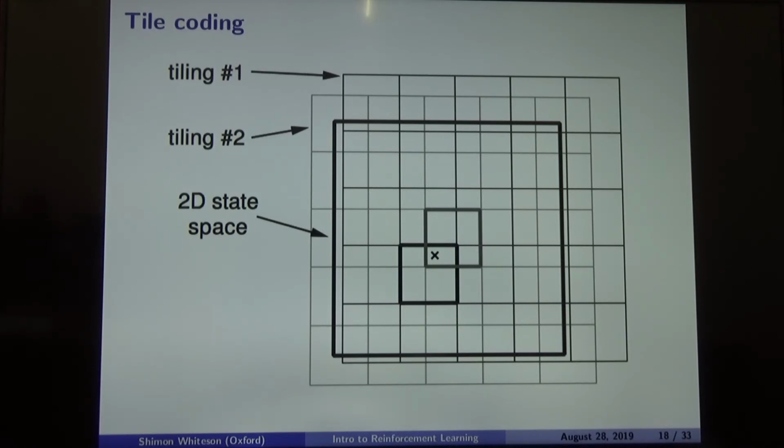So the idea behind tile coding is that it's like an ensemble of discretizations. If you have a continuous state space, say X and Y, a simple way to do function approximation is to just discretize that continuous space. So you just take a grid, and then any state that falls in a certain cell in the grid shares its value function with the other states that fall in that cell. So of course this gives you a very coarse approximation.